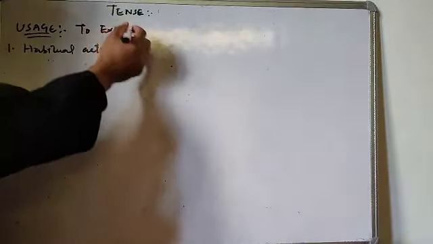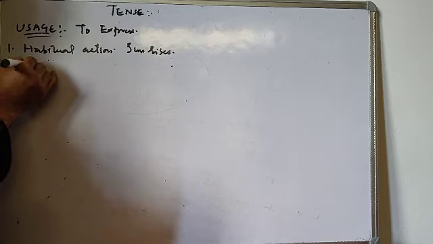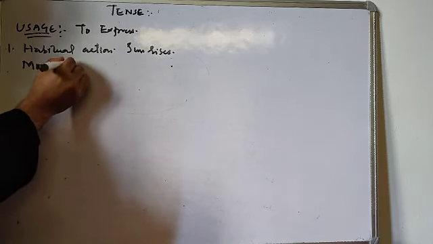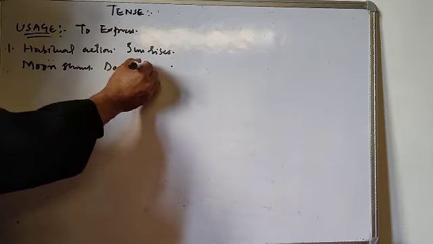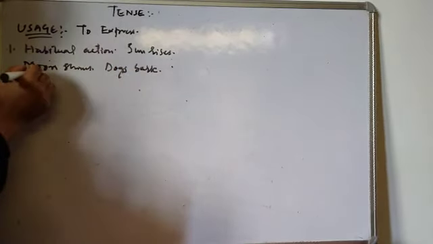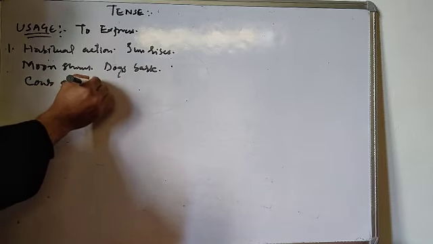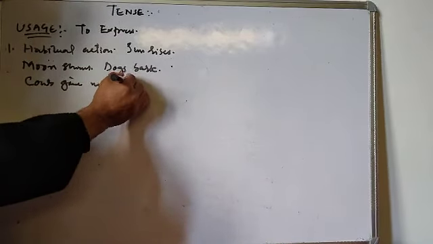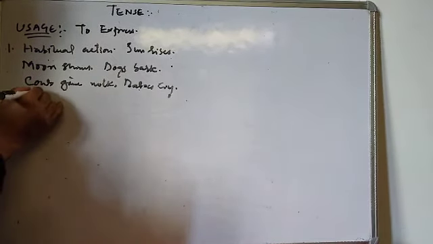For example, sun rises in the east, moon shines. Dogs bark. Cows give milk. Babies cry. We live.